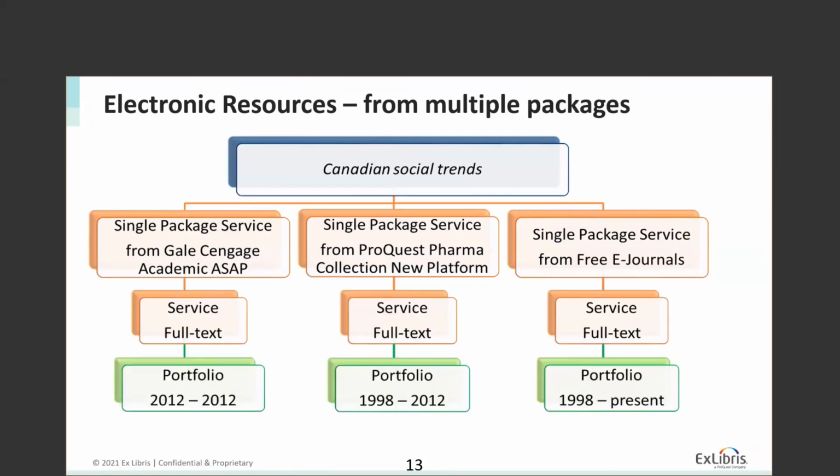At the bottom here, we have the portfolio associated with each of these packages for this one title. On the left, the Gale Cengage, that's just available for a single year that Gale has made available. ProQuest Pharma Collection has the portfolio available of 1998 to 2012 for that title. And the free e-journals package has 1998 to present.